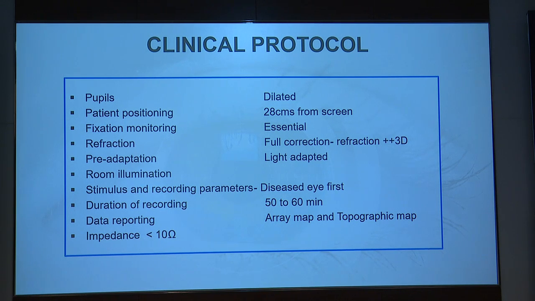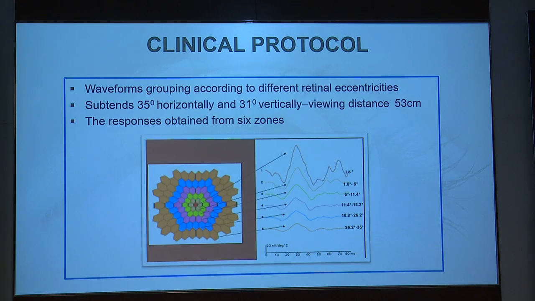The patient should be pre-light adapted. And for the stimulus recording, if you suspect some disease, the diseased eye has to be examined first, and the impedance level should be less than 10. The machine tells you whether the impedance level is okay or not. If the impedance level is not good, the machine will not proceed further. So you have to correct the impedance. What is impedance? It is noise. If there is some problem, sometimes you have to change the lead.